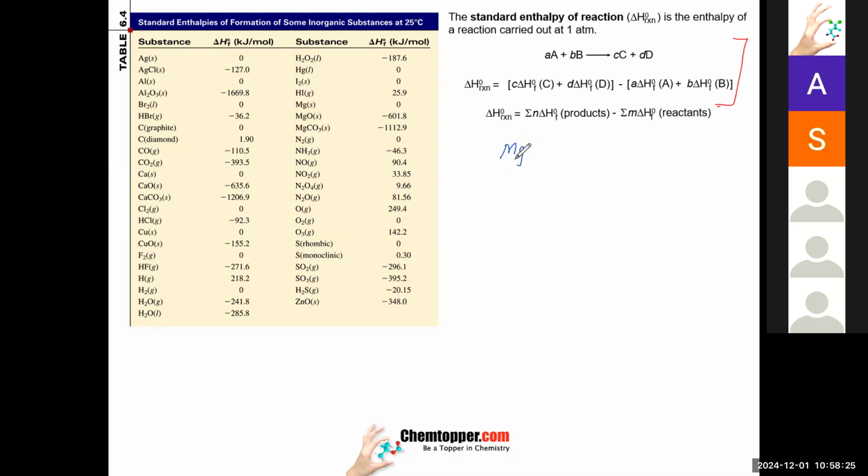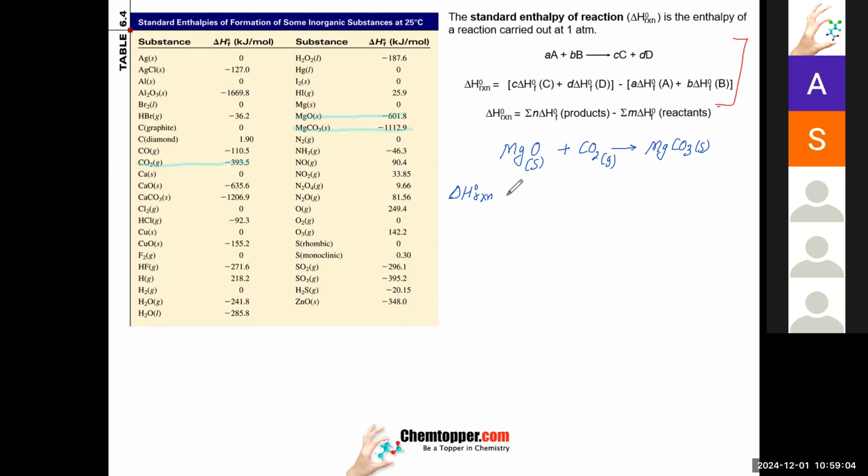MgO is reacting with CO2, giving you MgCO3. This is solid, this is gas, this is solid. Calculate delta H naught reaction value by using formation enthalpies. Formation enthalpies will be given to you in the examination. This is for MgO, this is for MgCO3, this is for CO2. We are doing it.